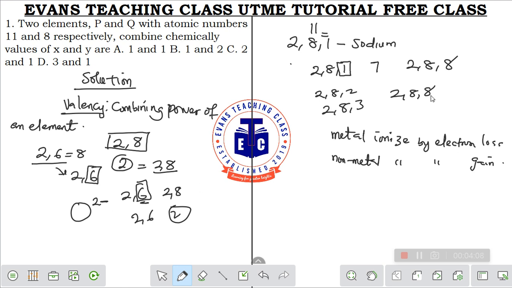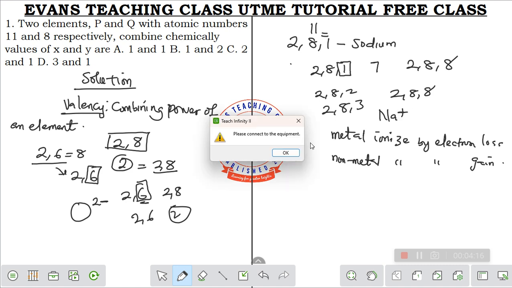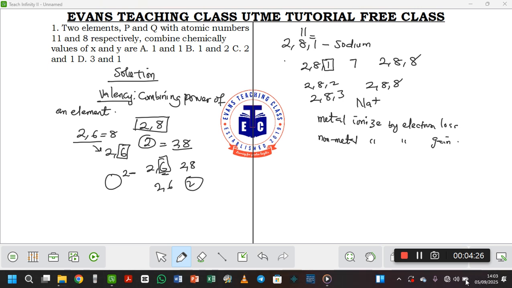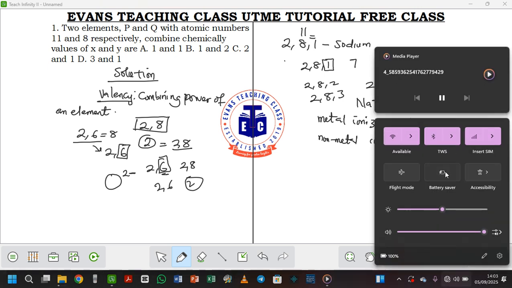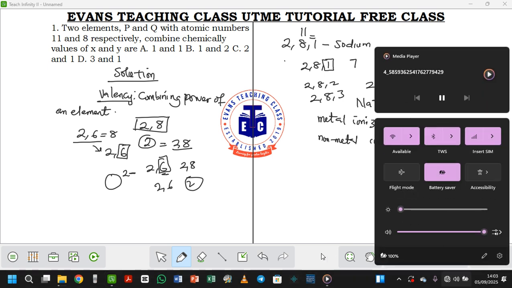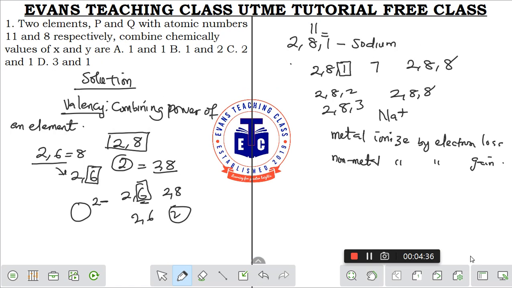Now look at this. If sodium loses an electron, it gains good luck. Positive is good luck. So positive is good luck. That's just it. So metals ionize by electron loss. I think I'm done with that, and I think you understand what I did now.